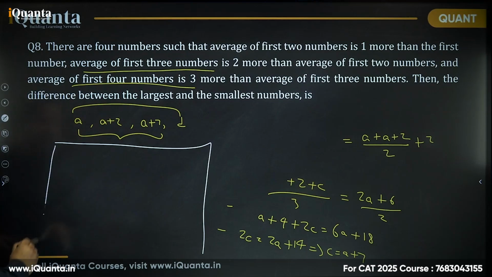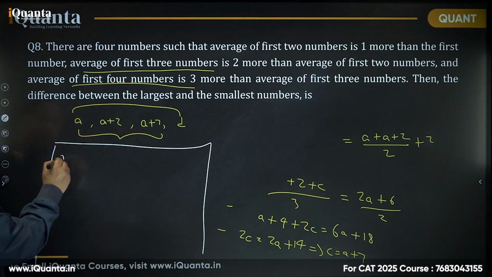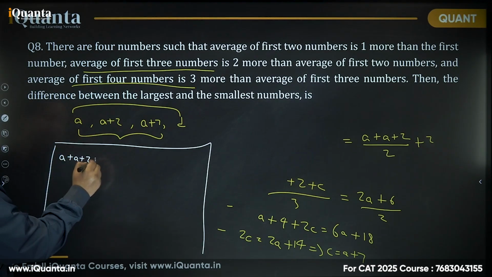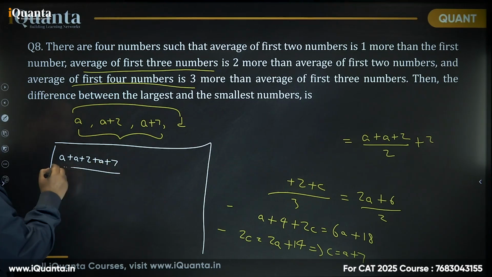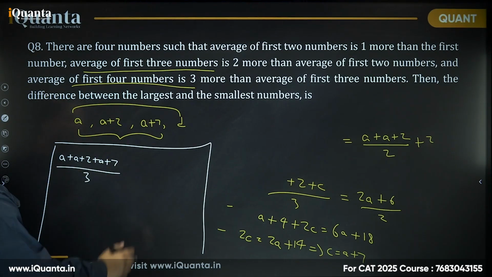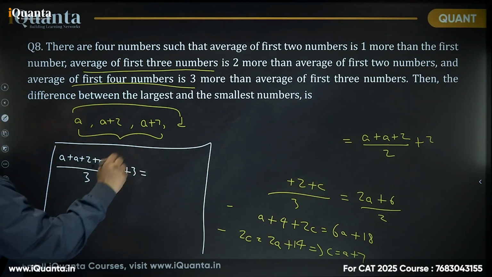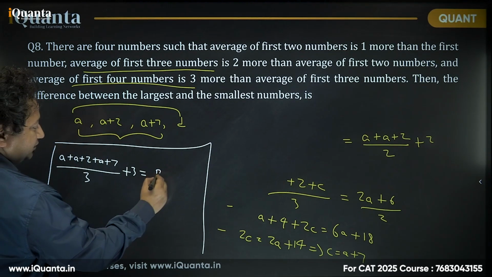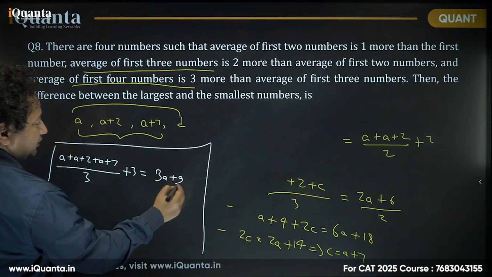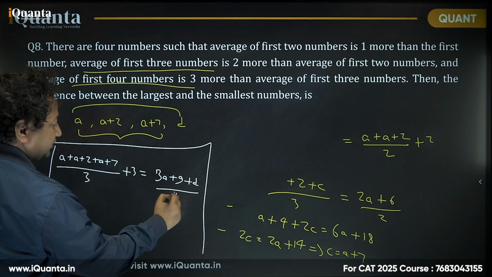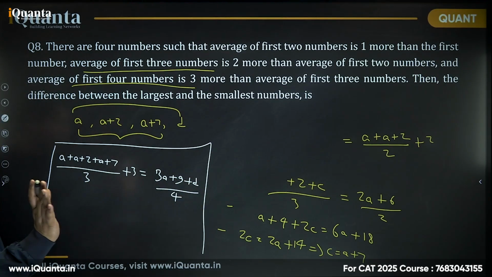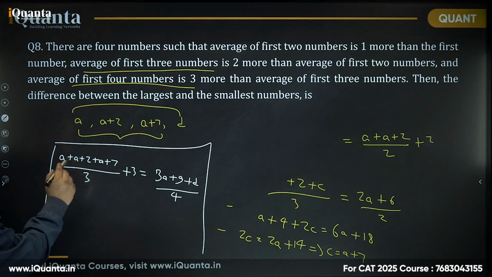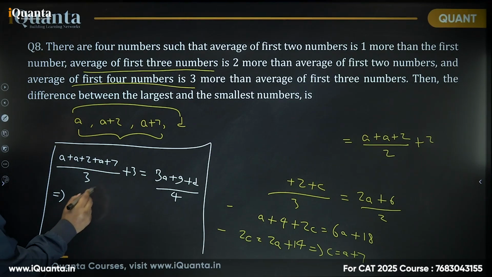Average of the first 3. Okay. So A plus 2 plus A plus 7 upon 3 is the average of the first 3 numbers. 3 more than it is the average of all of it. So that means if I add all of it, 3A plus 9 plus D upon 4. That is what the question is. The equation is, so we need to find the value of D. Great. Let's solve it. So we have 3A plus 9 here as well. 3A plus 9 by 3 is A plus 3 only.